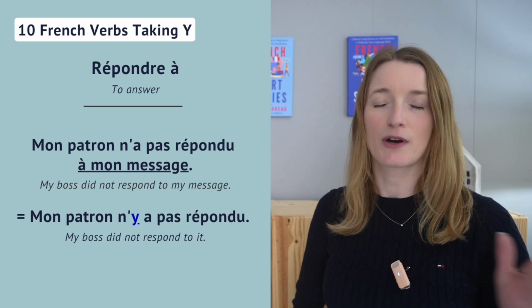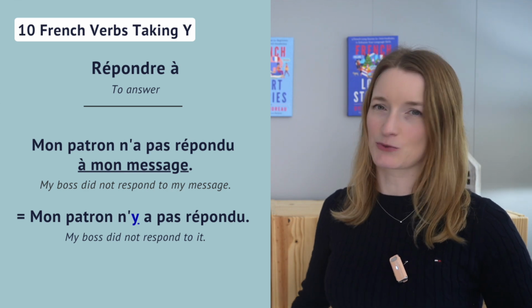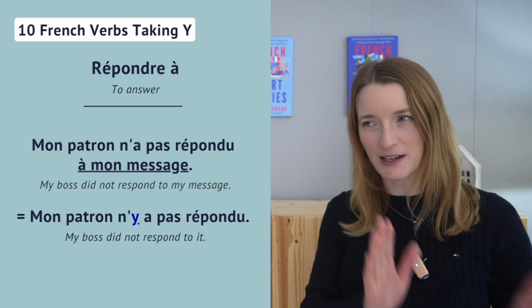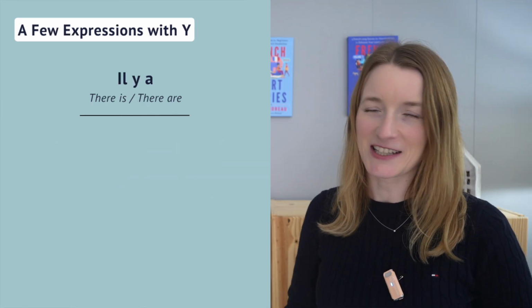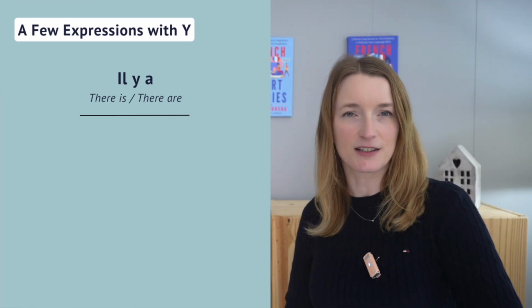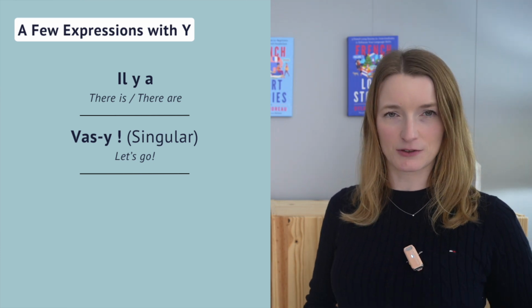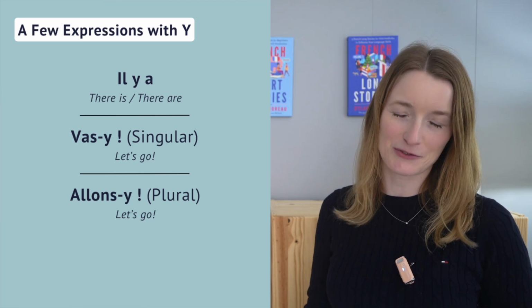Okay, so after the first part of the negation, and before the verb. This one is a little bit more complicated for the structure, but if you think about it step by step, it makes sense. And we have three expressions with y. We have il y a, which is there is, there are. We have vas-y, which is let's go, but in the singular form. And then we have allons-y, which is let's go in the plural form.